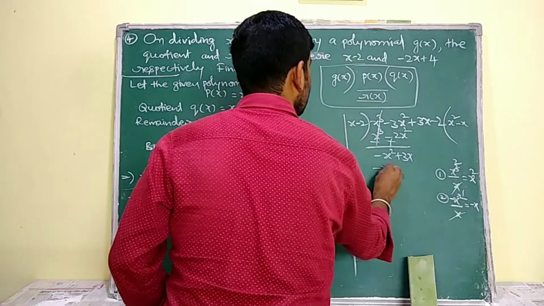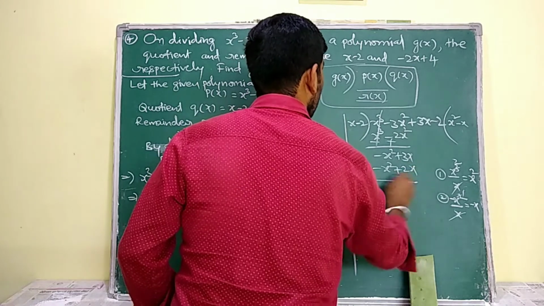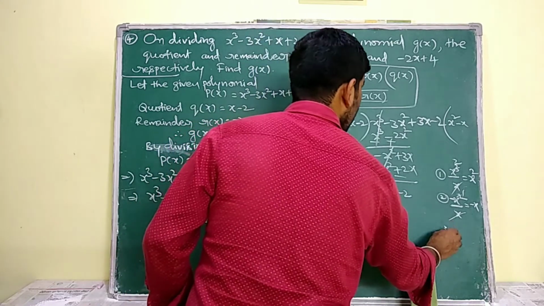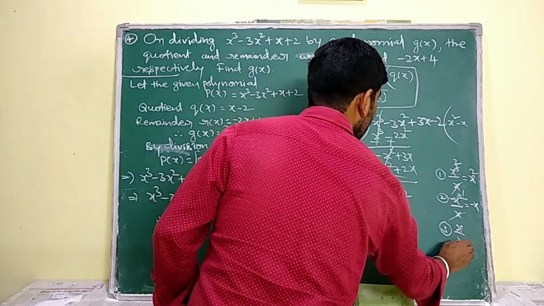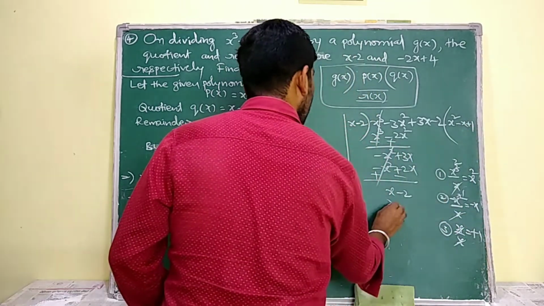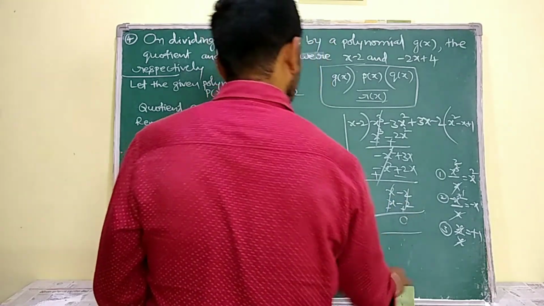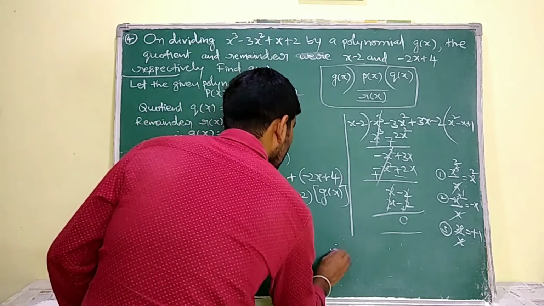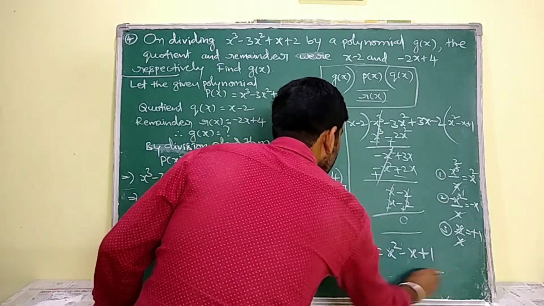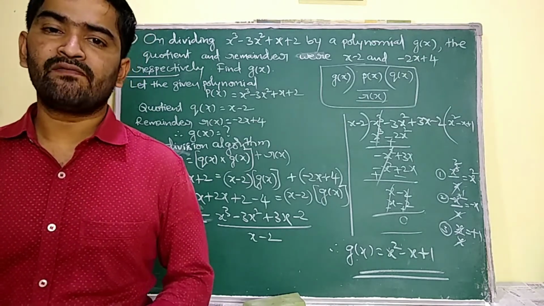Minus x is minus x square, minus x into x minus x square, and plus 2x. Okay, it is plus and it is minus. Here x minus 2. It is very clear to us that x by x is equal to plus 1. That is plus 1. That is x minus 2. So minus plus, so the remainder is 0. Therefore g of x is equal to x square minus x plus 1. It's a very important problem. Many times this question is given in the final exams.